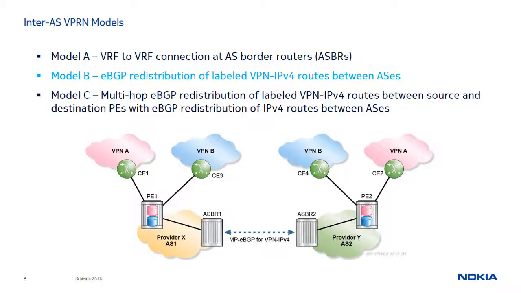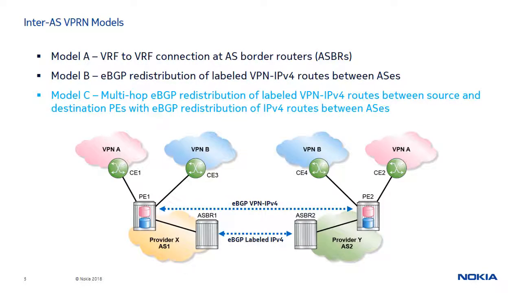Model B improves the scalability of Inter-AS Model A by eliminating the need for per VPRN configuration on the ASBRs. It uses eBGP redistribution of labeled VPN IPv4 routes between ASs and therefore relies on a trusted agreement between the service providers to ensure end-to-end operation of the VPRN.